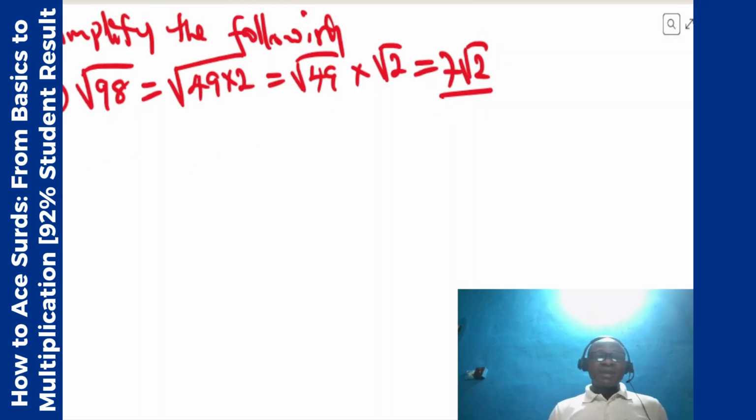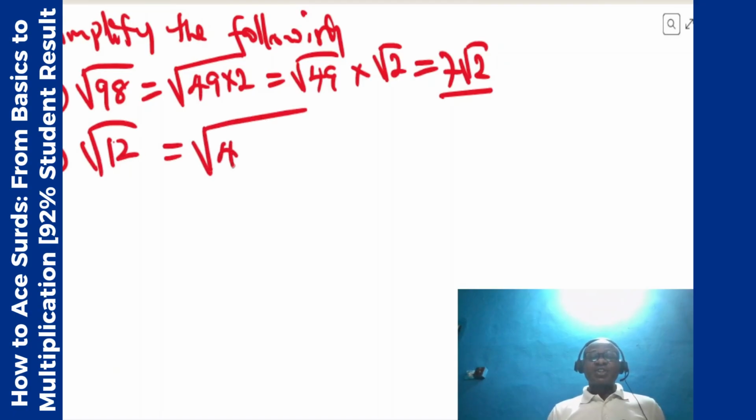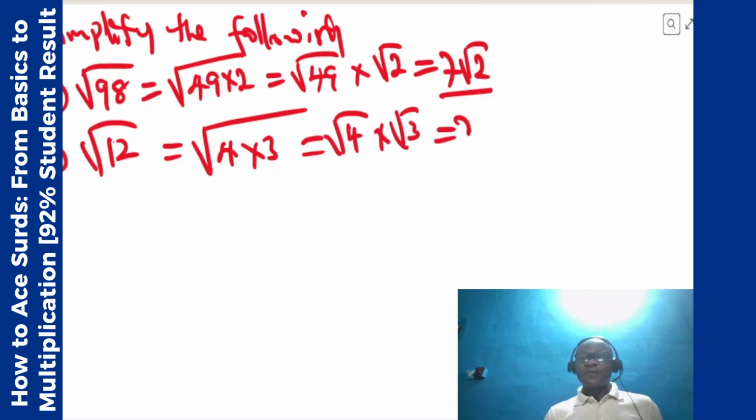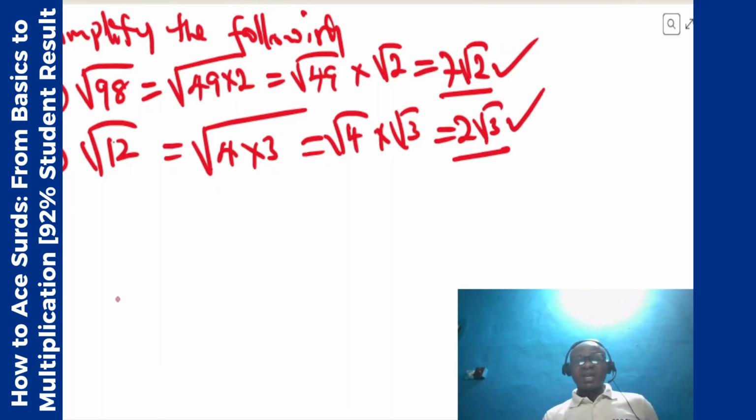Okay? Maybe I give you something like this, a very small number, the square root of 12 to simplify. To simplify this, you use 4 multiplied by 3, which is the same thing as the square root of 4 multiplied by the square root of 3. But the square root of 4 is 2. Then our answer now is 2 root 3. I hope you can see that.